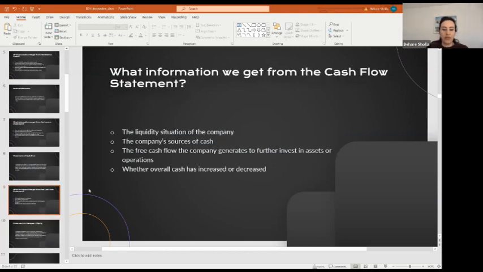Okay, so we have here the main information that we get from the cash flow statement. I forgot to mention that financial reports are prepared in such a way that every user can understand them.